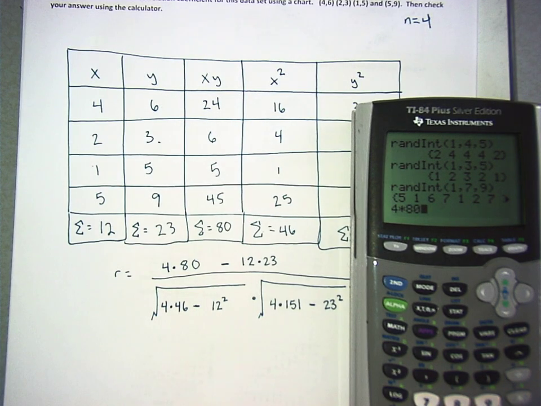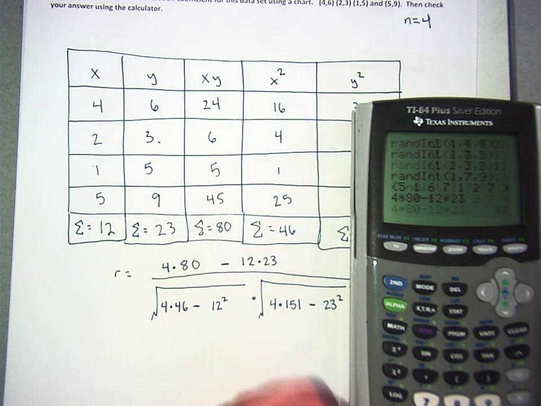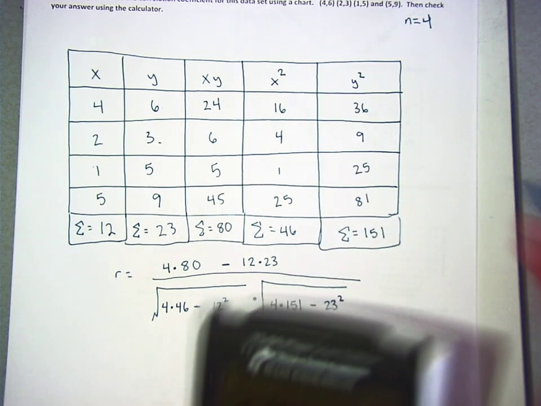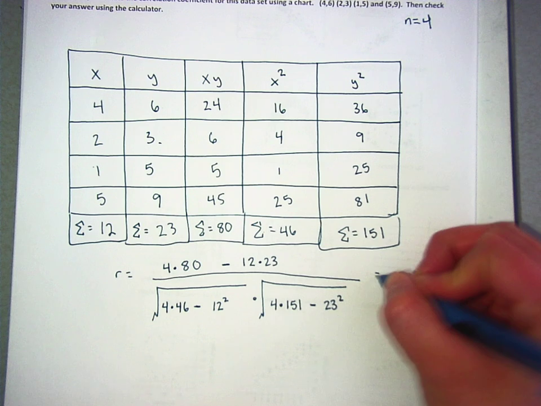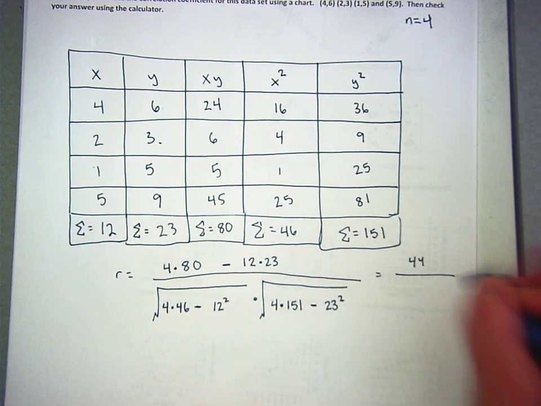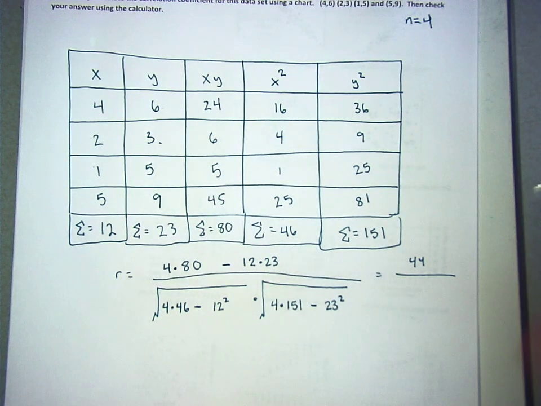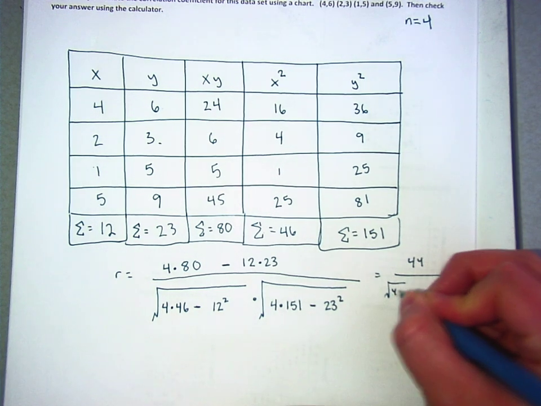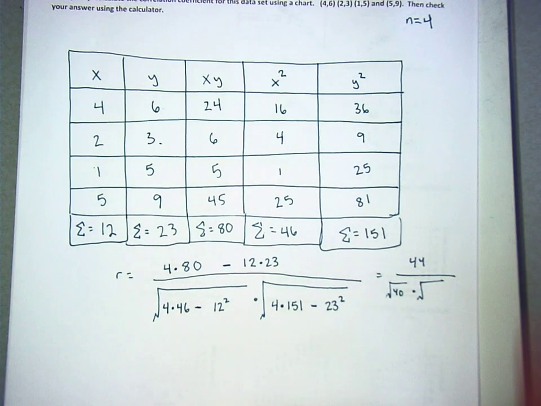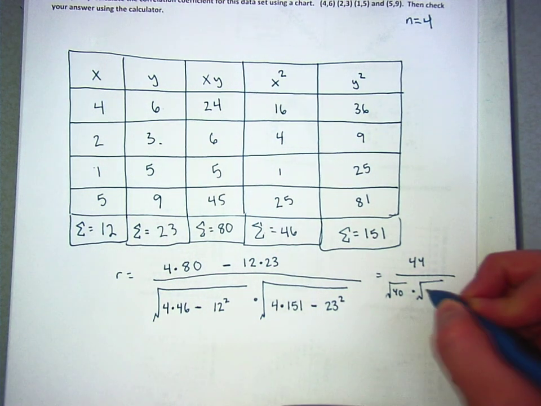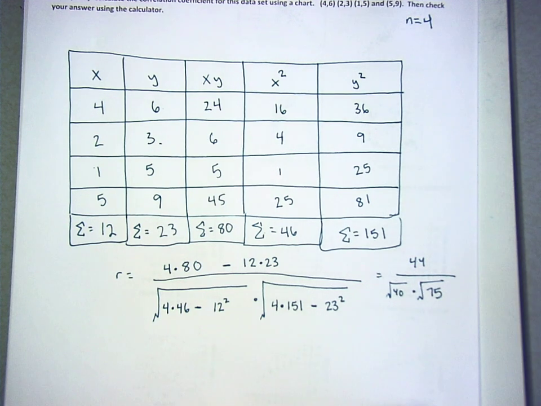4 times 80 minus 12 times 23. So the top is 44. And then underneath, that one square root is 4 times 46 minus 144, which is 40. The other is 4 times 151 minus 23 squared. You have to square. She didn't have the square.